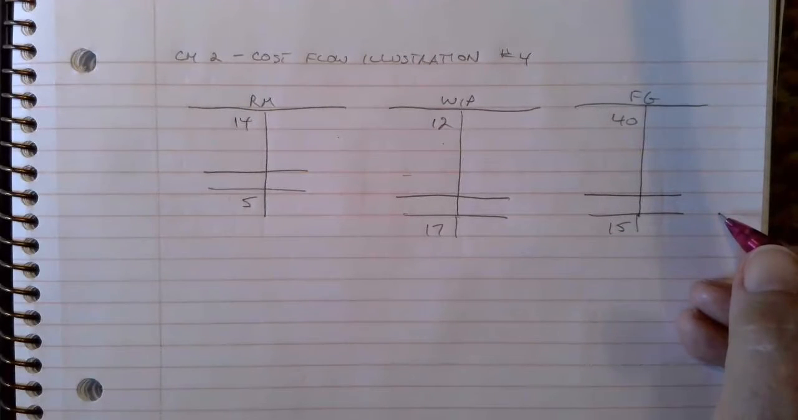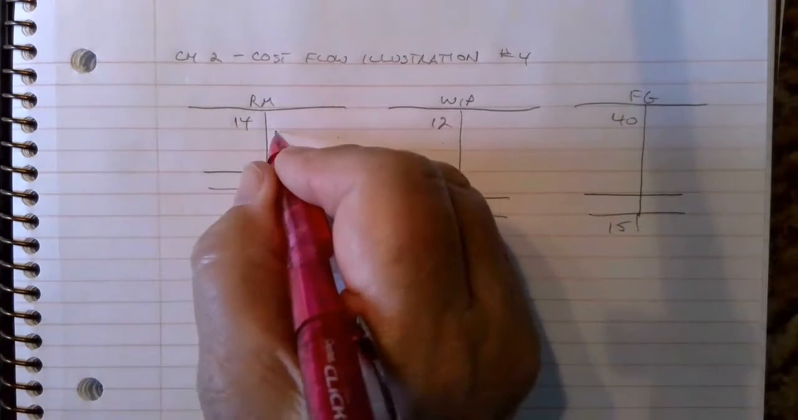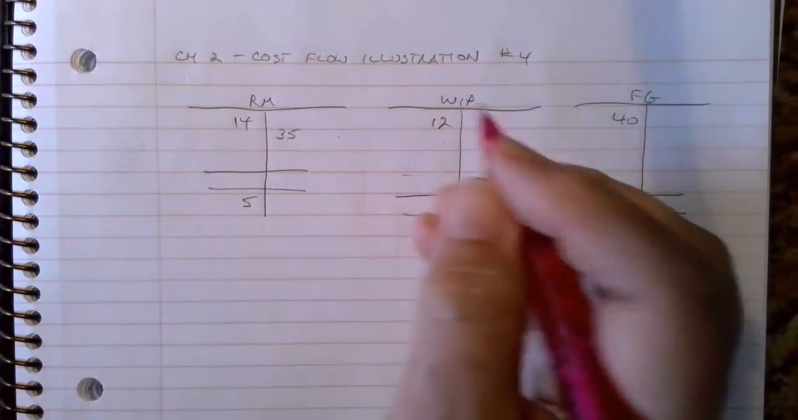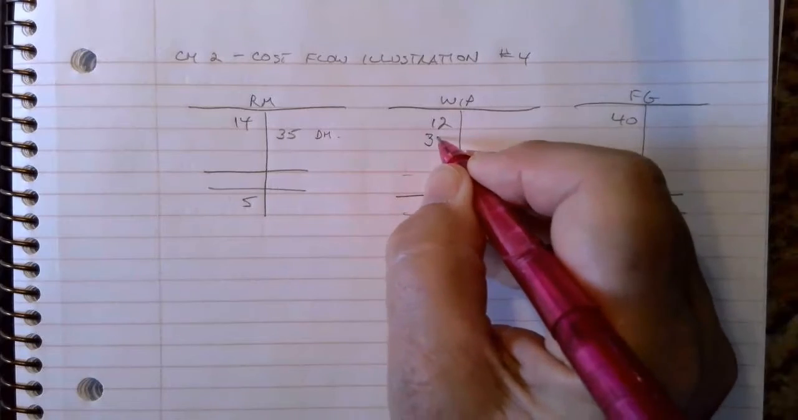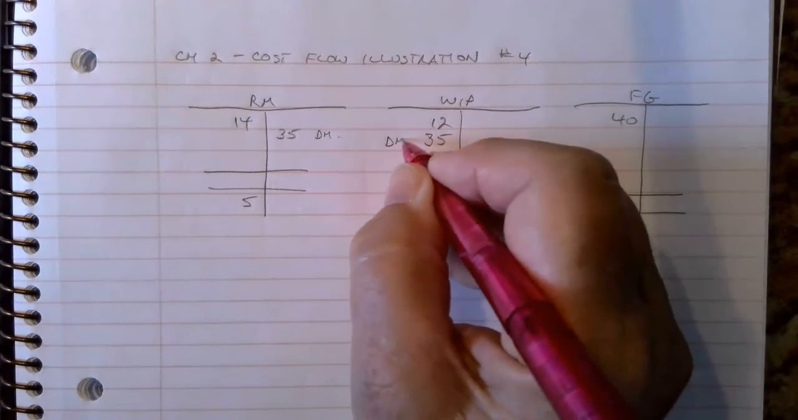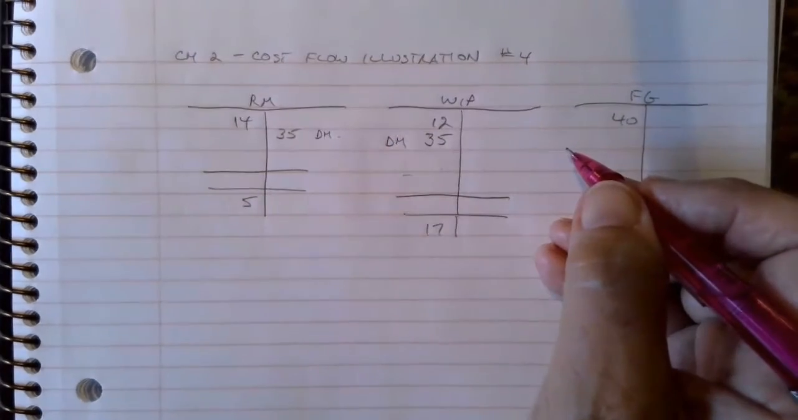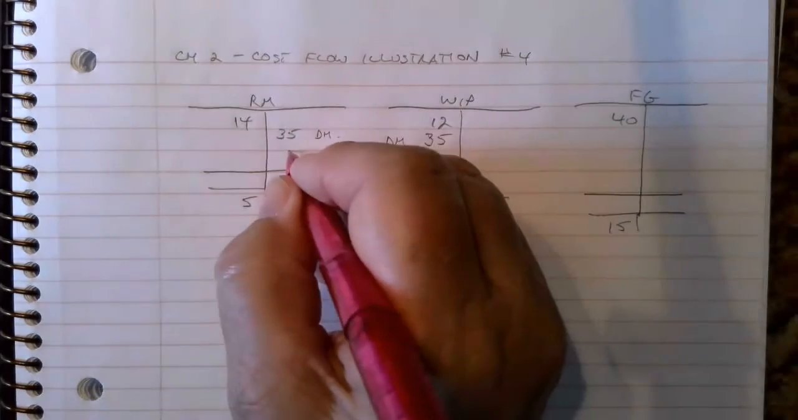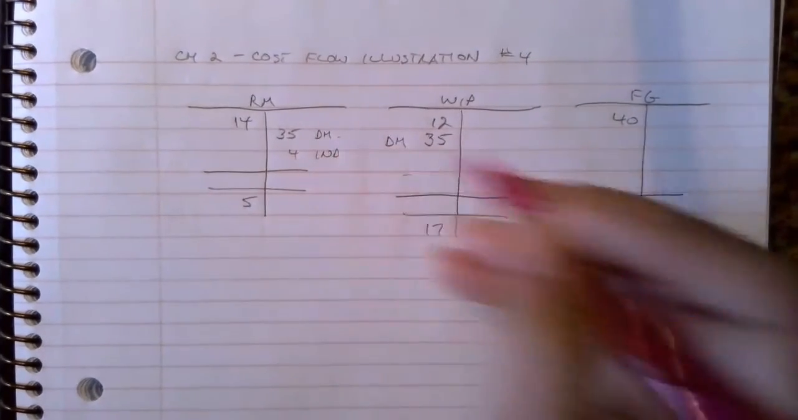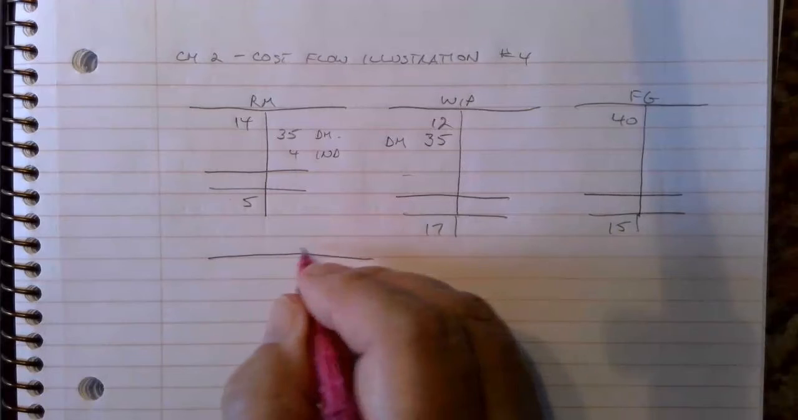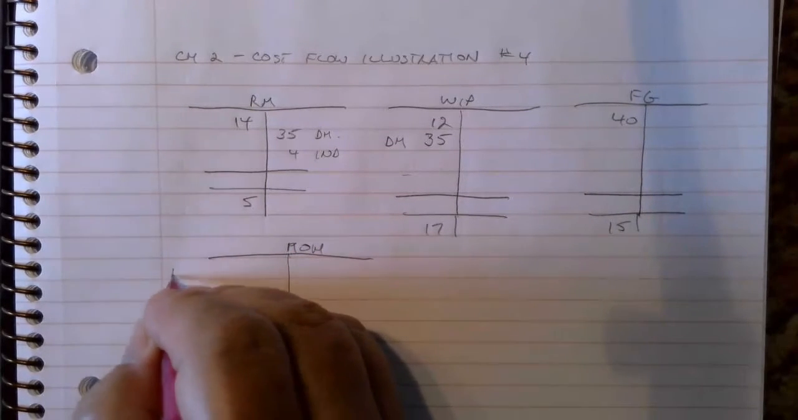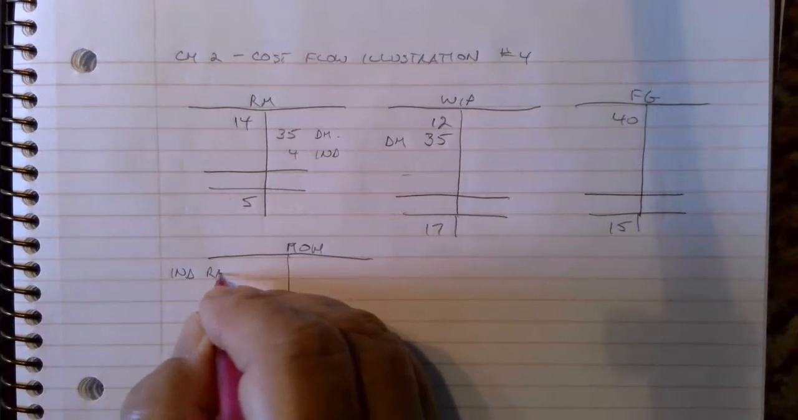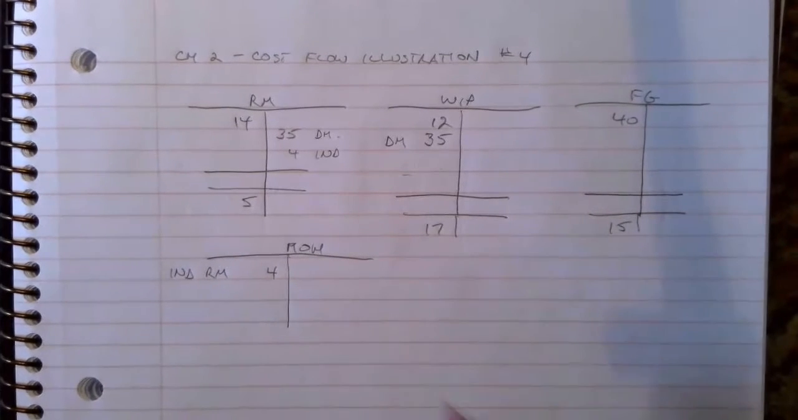We know the issue to production, that direct materials was $35. So we've got 35 here. Direct materials that goes to work in process. Okay, those are direct materials. What else? Indirect materials were 4, so 4 comes out of here. Indirect materials, we'll start a manufacturing overhead T account and put indirect materials here of $4. $4, right? Yeah.